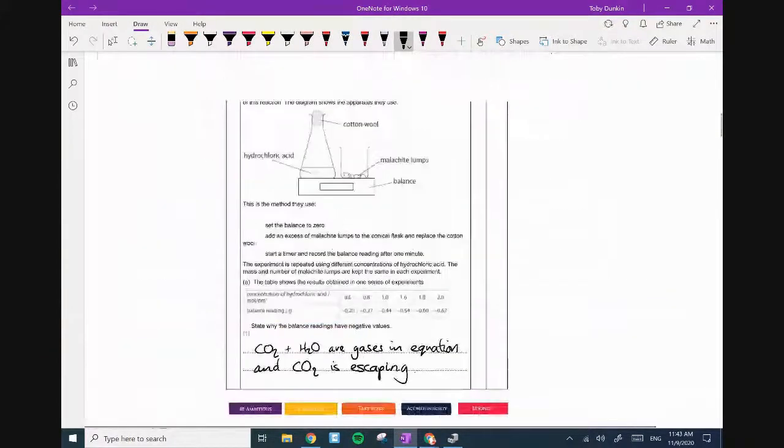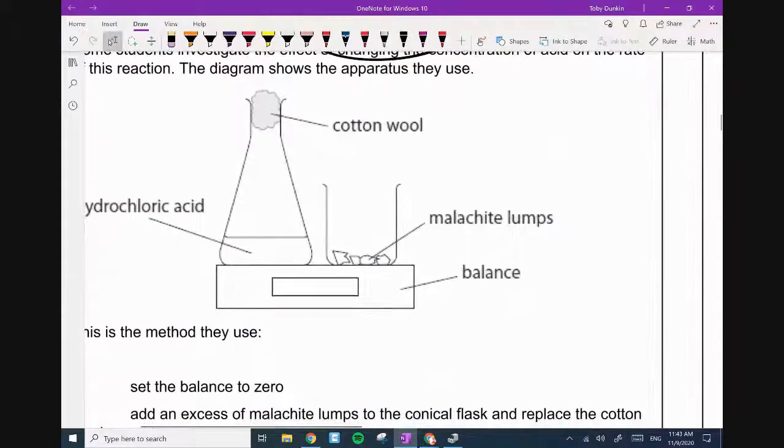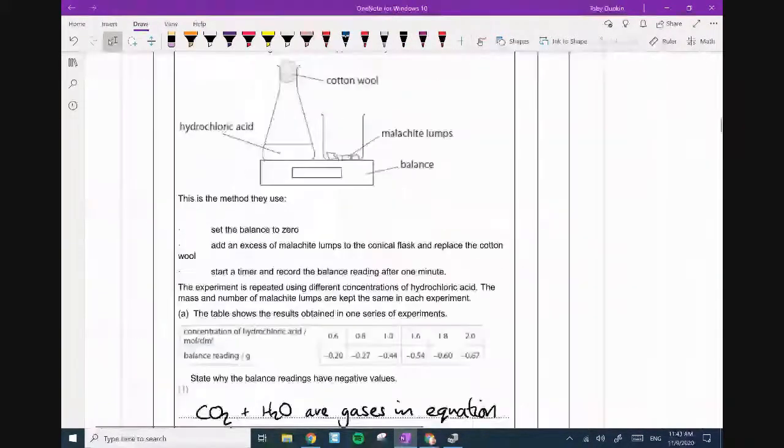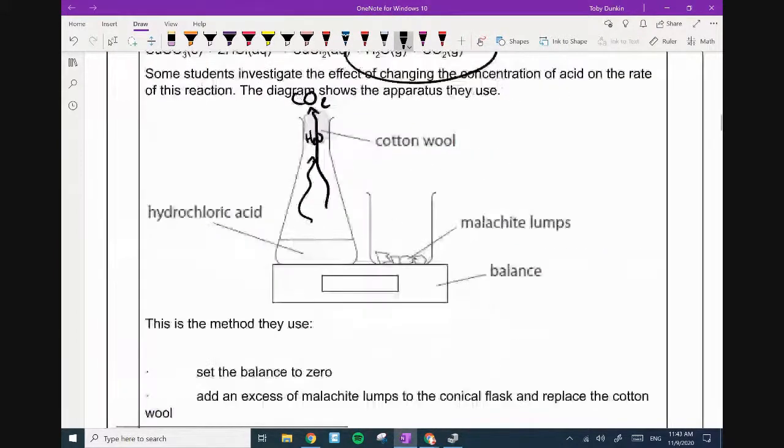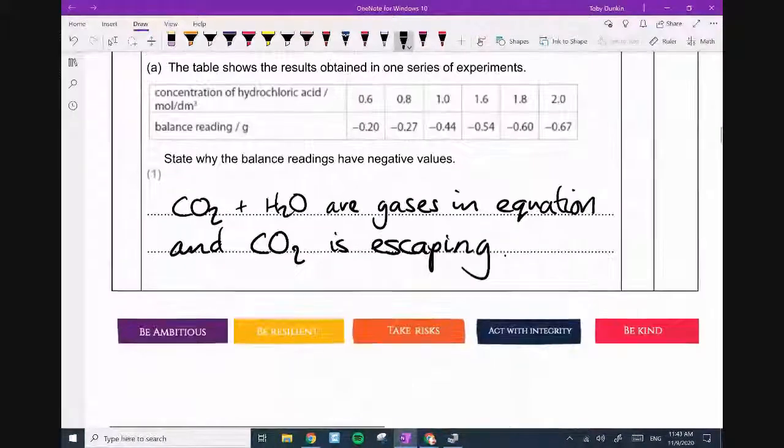Now, they actually had cotton wool in the top. So if you stated that water was leaving, I think you lost the mark. The cotton wool will trap the water, which will condense and form water droplets in the cotton wool, but the CO2 will pass out through the cotton wool. So the 1 mark was for saying that the CO2 was a gas, it therefore escapes. 1 mark, nice and easy.